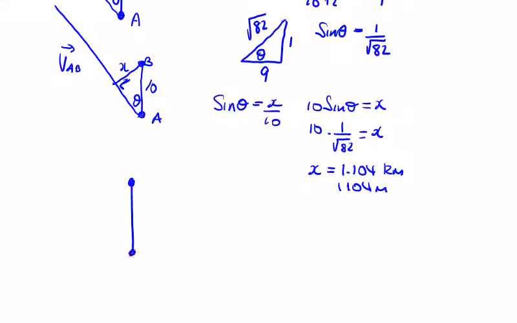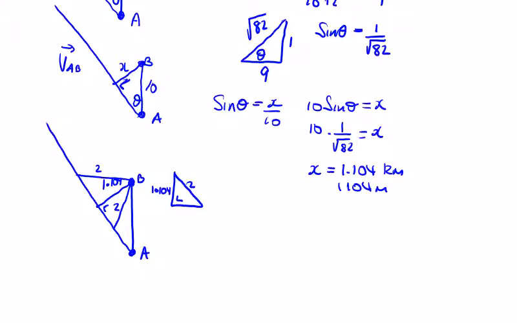Just do a slightly bigger diagram this time. A and B. Velocity of A relative to B. The shortest distance was 1.104. And we're looking for when they're within 2 of each other. So down here and down here, 2. So we have this right angle triangle where the hypotenuse is 2 and this side is 1.104.